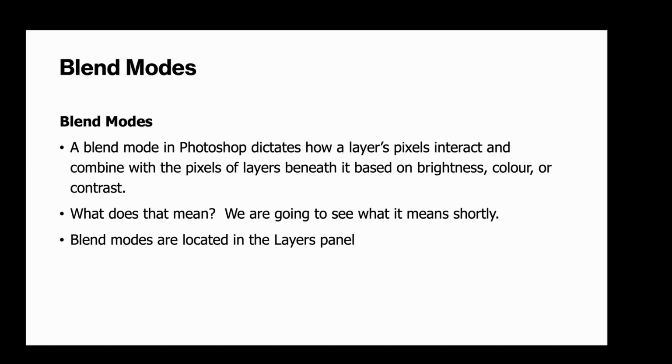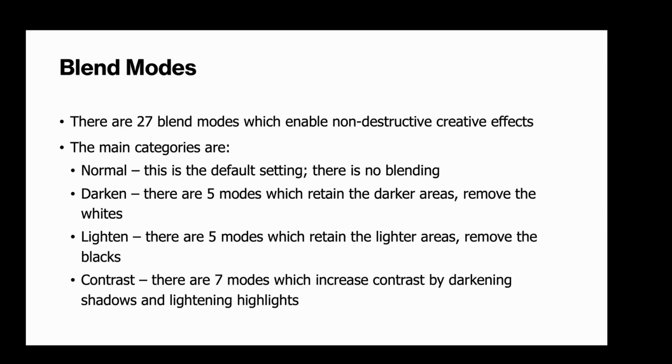Blend modes are located in the Layers panel. You'll normally see that word normal there. There are 27 blend modes which enable non-destructive creative effects. Main categories are normal, that's where it stays, and that's the default setting. There's no blending involved. Darken, there are 5 modes which retain the darker areas and remove the whites. And the opposite for lighten, there are 5 modes again which retain the lighter areas, removing the blacks. In contrast, there are 7 modes which increase contrast by darkening shadows and lightening highlights.